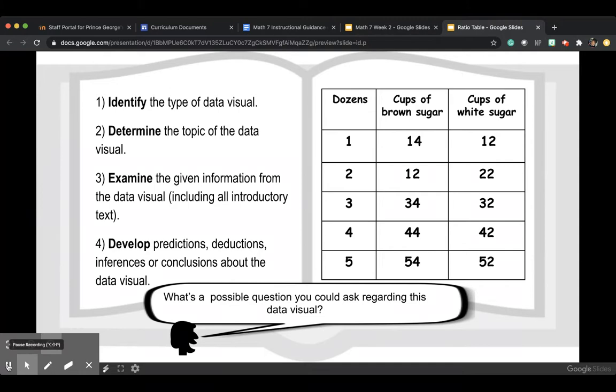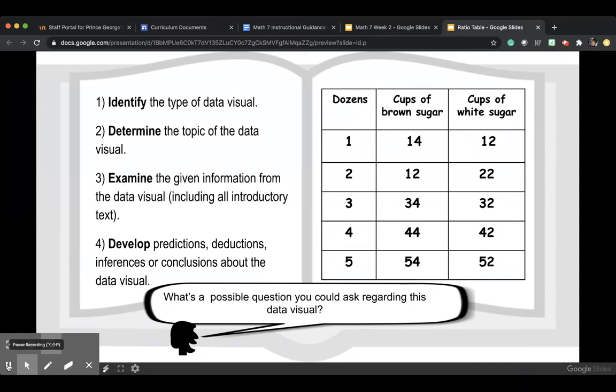The fourth question says develop predictions, deductions, inferences, or conclusions about the data visual, and also what is a possible question you could ask regarding it. So, if I were to just make a prediction, let's say if I wanted to make 6 dozens of whatever this recipe is for, I would probably say that we're going to use 64 cups of brown sugar and maybe 62 cups of white sugar.